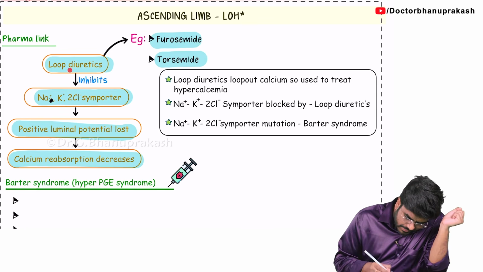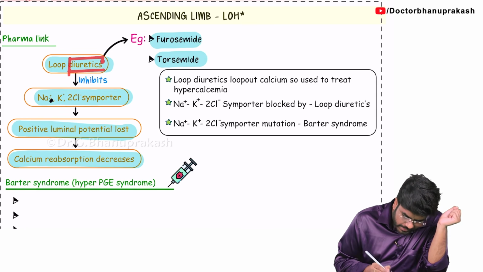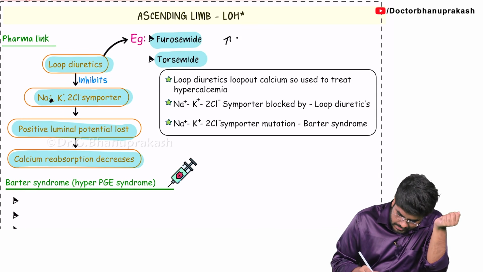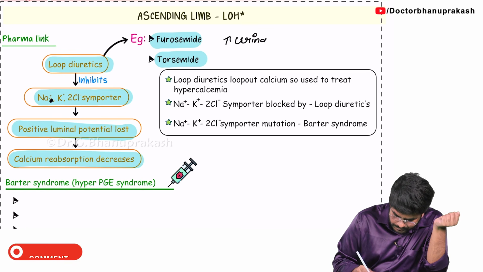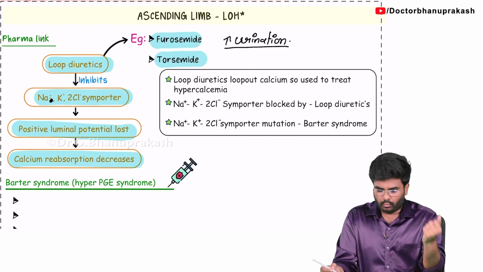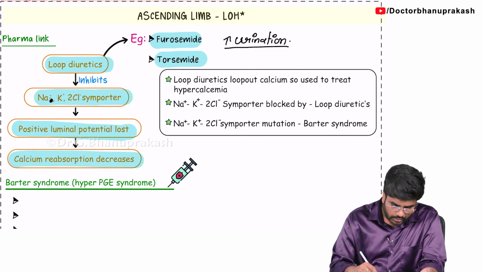Now in your first year, I want you to understand: what is the meaning of the word diuretic? Diuretic means the one which increases urination. Diuretics are the drugs which increase urination or urine production. Okay, they will increase urine volume. How? You think logically and tell me.